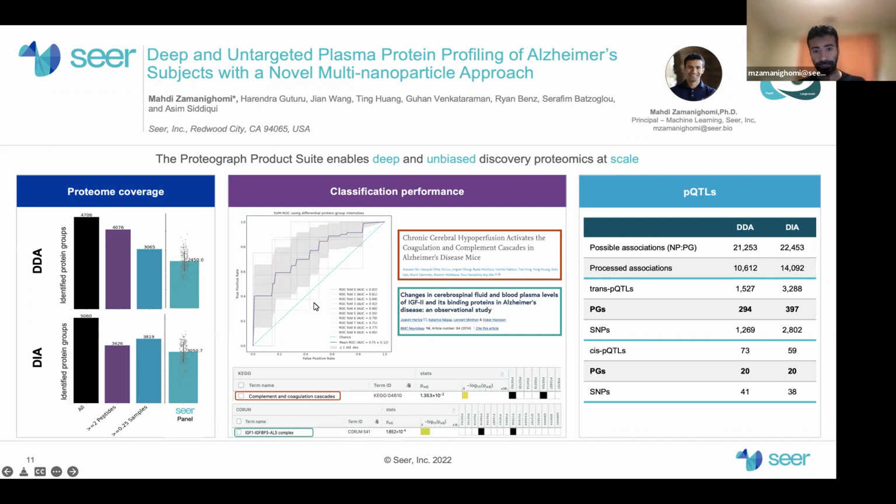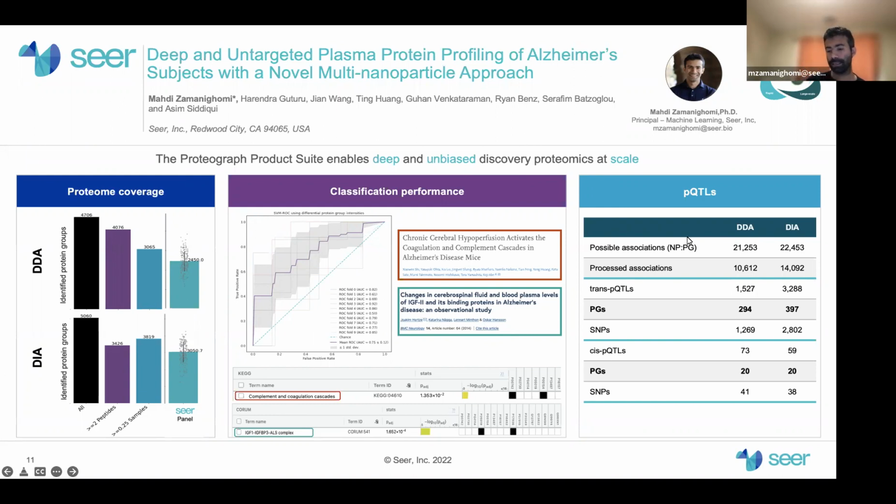Doing pathway enrichment on top features coming from this classifier, we get relevant Alzheimer pathways such as complement and coagulation cascade and IGF, and there is a lot of research supporting these pathways for Alzheimer's, shown here in red and green. We also identified novel biomarkers that we didn't put here, and are happy to provide more information later on.